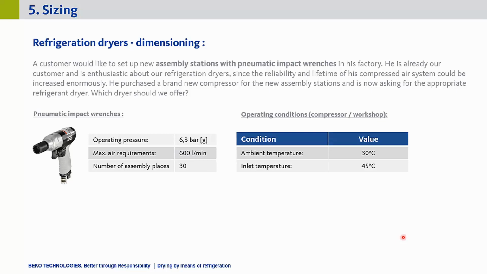So from the customer, we also got these conditions of his compressor and workshop, which means the ambient temperature in the compressor room will be 30 degrees for him. And the inlet temperature to the dryer, so the actual compressed air temperature, will be at around 45 degrees Celsius. So now we have all the values that we need. What we now need is the correction factors.